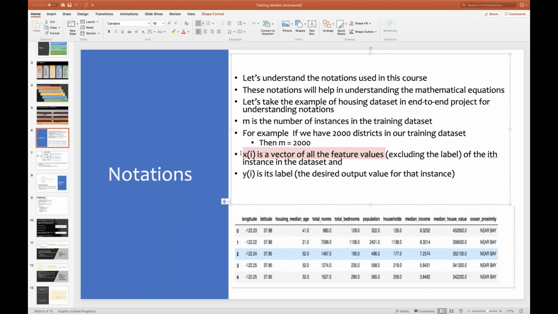Now, y of I is its label. Again, you have to go back to our first class. We clearly talked about what is a prediction, what is a label, what is a score, what is an error. Now, label is nothing but the desired output value of that instance. Again, the desired output is not the answer that came out of the solution, yet you have other steps to be worked on. You need to remember that.